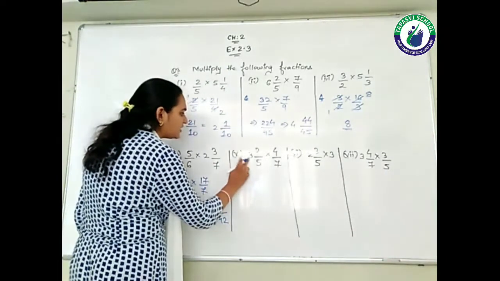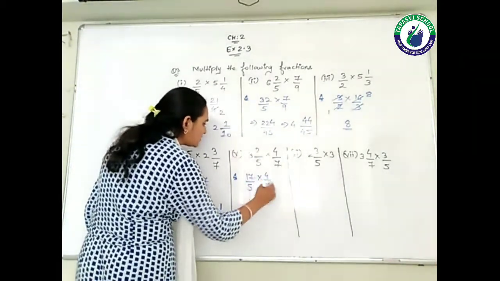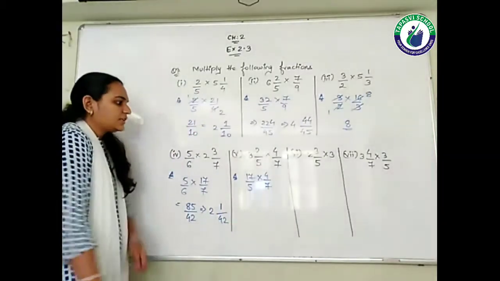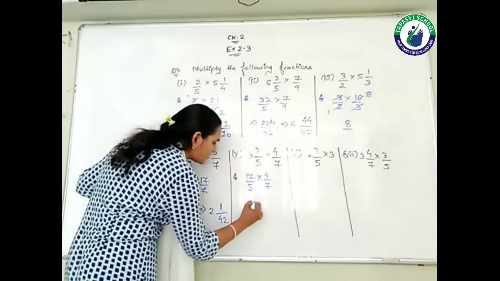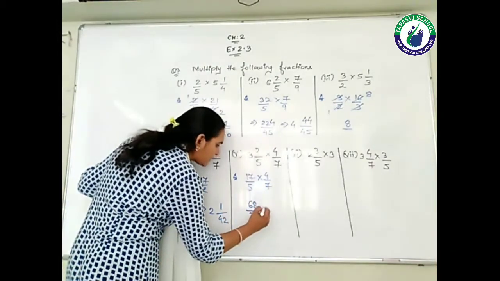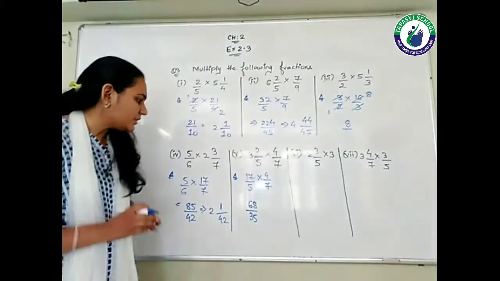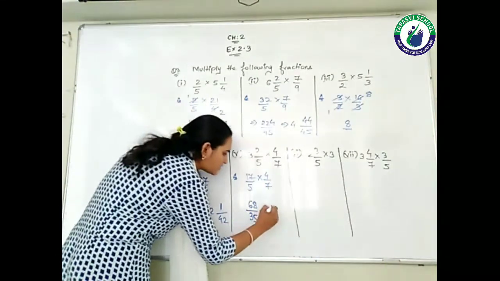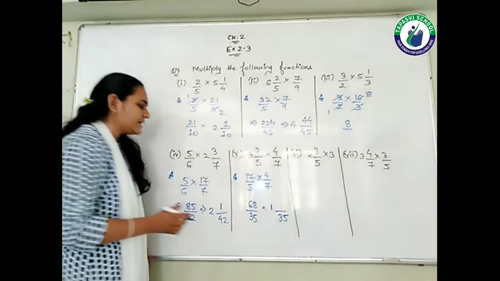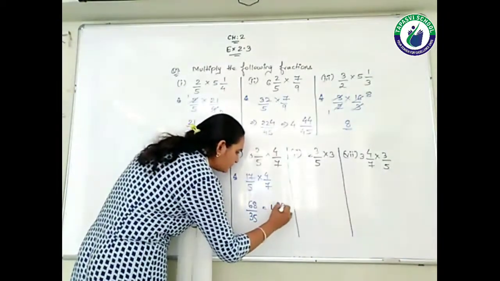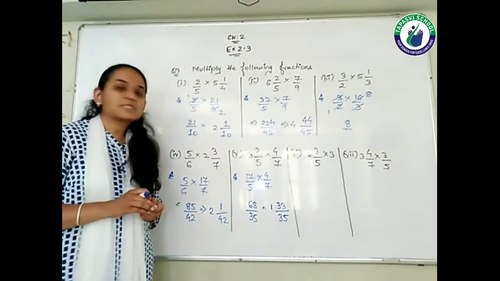Next question. 3 5s are 15 plus 2. So 17 upon 5 into 4 upon 7. Now here also nothing can be cut down, so we'll multiply them. So 17 4s are 68, students, and 5 7s are 35. Now 35 1s are 35 and 35 2s are 70. So we cannot take the 2, so we'll take 1. So 1 35 is 35, right? And how much is the remaining now? 68 minus 35 is 33. Is it okay, students? So 1 integer 33 upon 35, that is 68.